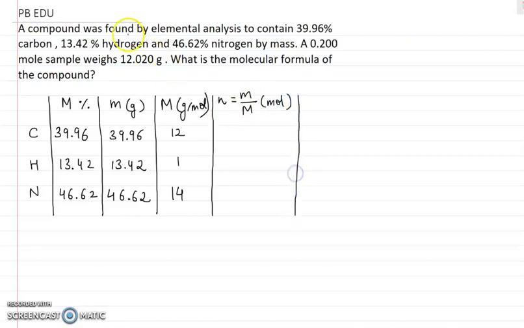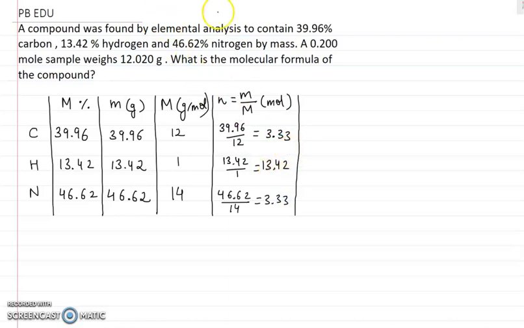Now we have to divide the mass by molar mass. So we have mass 39.96 divided by 12, and that comes out to be 3.33. Now 13.42 divided by 1, that is 13.42. Similarly, 46.62 divided by 14, that is 3.33. Now we have the number of moles.